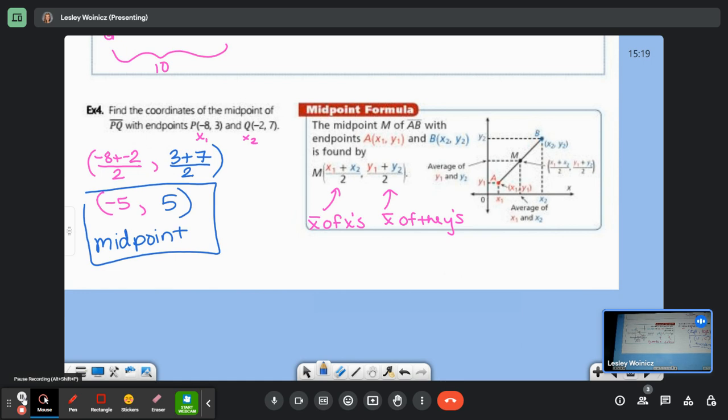I mean, you can use the formula if you want, but it's almost easier just to know that you average the x's and you average the y's. You know what I mean? Because that's what you're doing. And you guys already know how to find an average. Okie dokie.